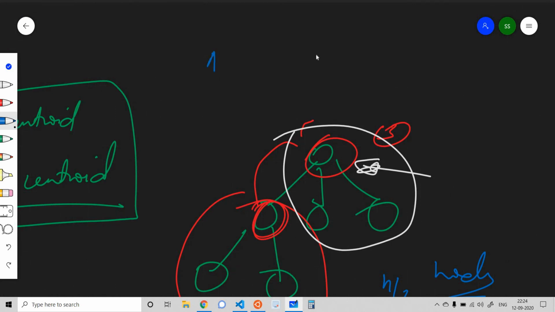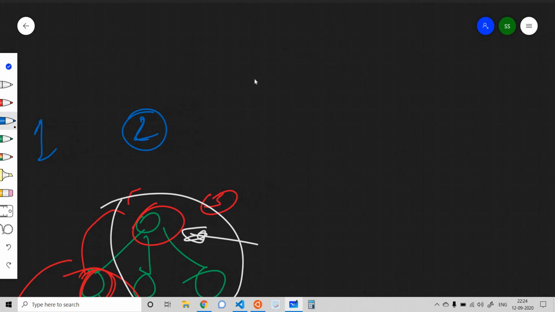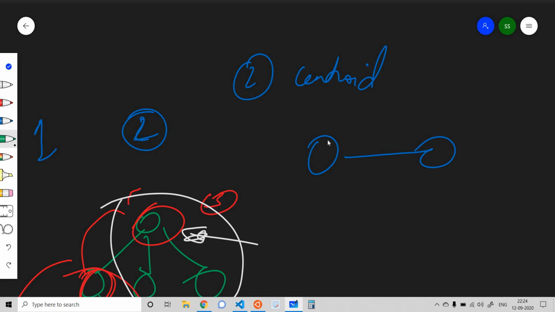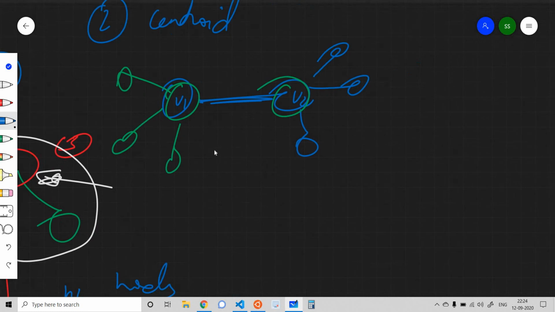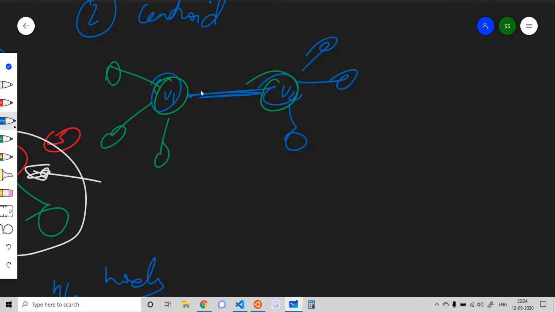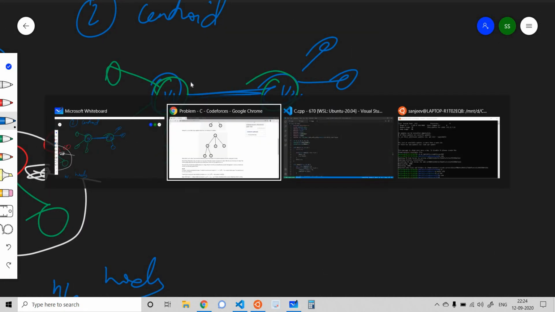We can have either one centroid or two centroids. And there is one more property. If we have two centroids in our tree, then they must be adjacent. They must be connected. Suppose v1 and v2 are the centroids, then there must be an edge between them. And why should we have this edge between them? Yes, I'll come to this.